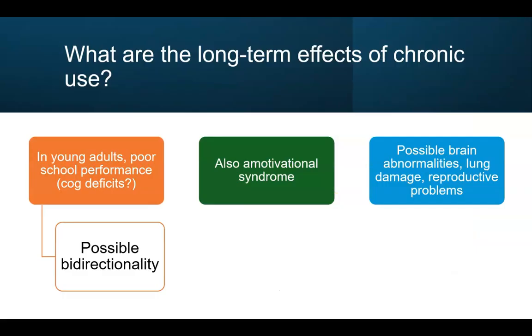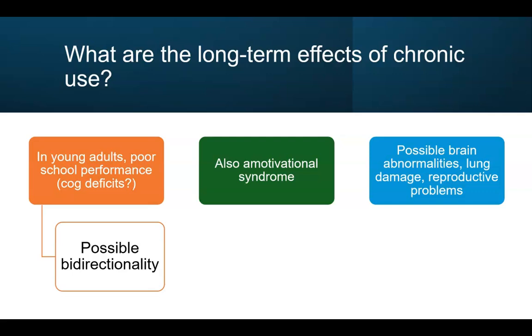Now, what are some of the long-term effects of chronic use? One of the major things that we know is that there's an inverse relationship between using cannabis and your educational performance. So the more that you use, the worse your grades get, the worse your negative attitudes about school are, and the greater absenteeism that you have. It's also a risk factor for poor performance in school and for dropping out.